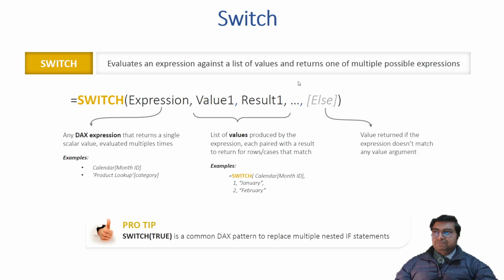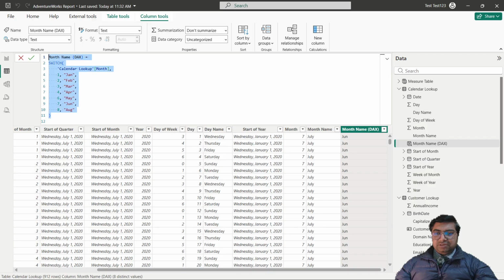Let's jump on to SWITCH and understand more about it. SWITCH evaluates an expression against a list of values and returns one of multiple possible expressions. What is the syntax of SWITCH? You give the expression, then value 1 and value 2, with value 1 returning result 1, and value 2 returning result 2. That is the syntax. Let's jump into Power BI and do the practical.